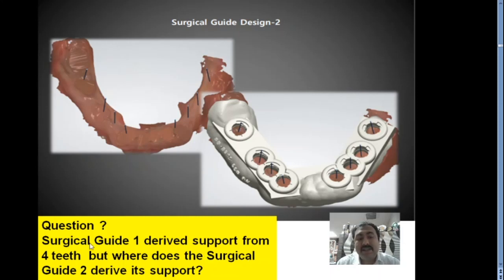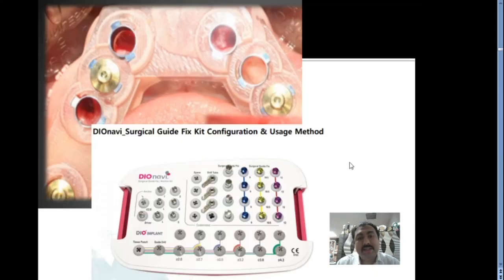But where does surgical guide 2 derive its support? How are you going to stabilize this guide? I do not see any anchor pin in this. So that is the question. How do you stabilize this guide? For this, Dio Navy has an answer, that it has a Dio Navy surgical guide fix.